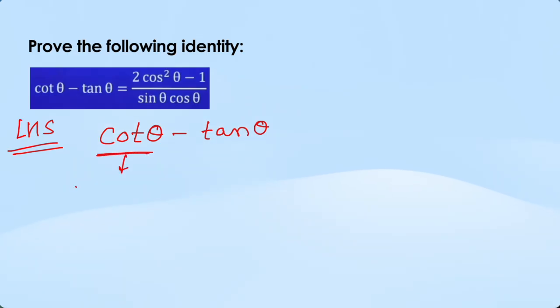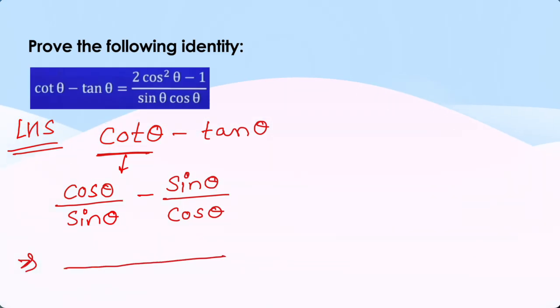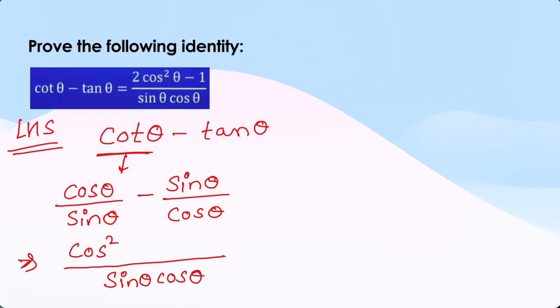Cot theta is cos theta by sin theta, and tan theta is sin theta by cos theta. Clear? Now taking the LCM, it will be sin theta cos theta. Sin theta already there, cos is there, so it will become cos square theta. Cos already there, so sin. So sin square theta. Any doubt in this?